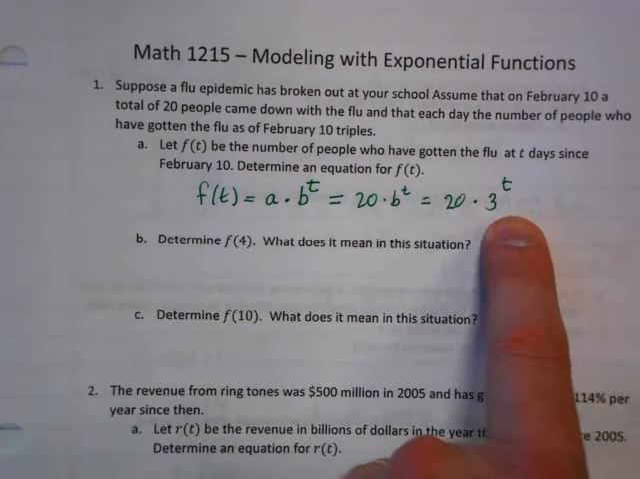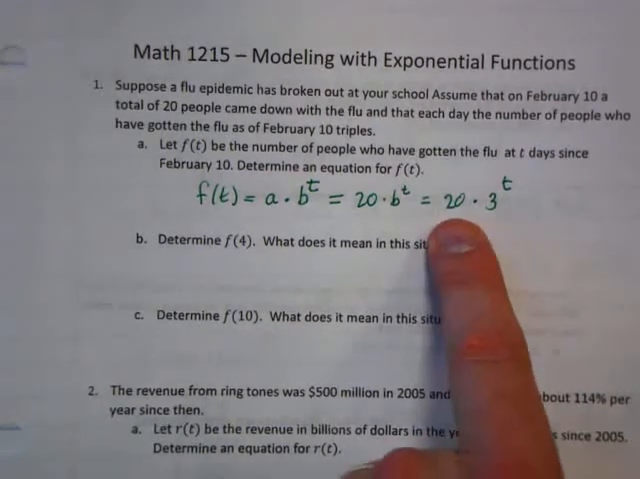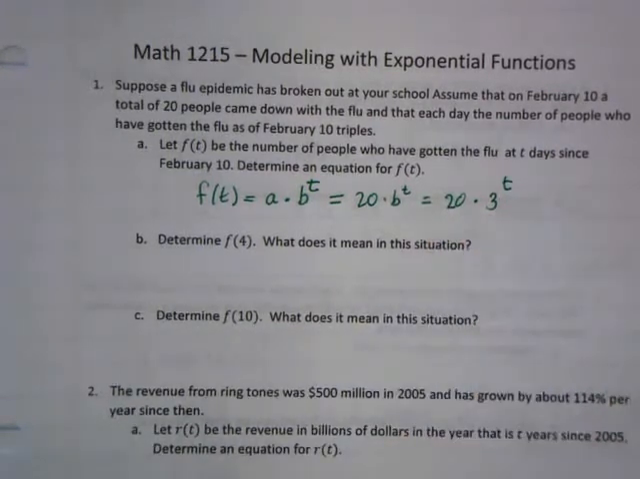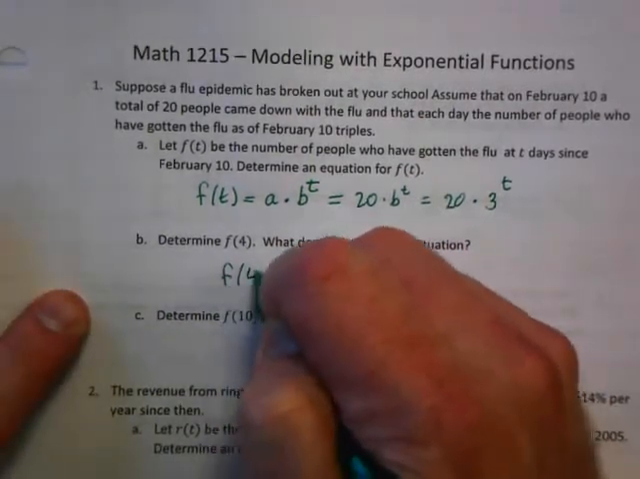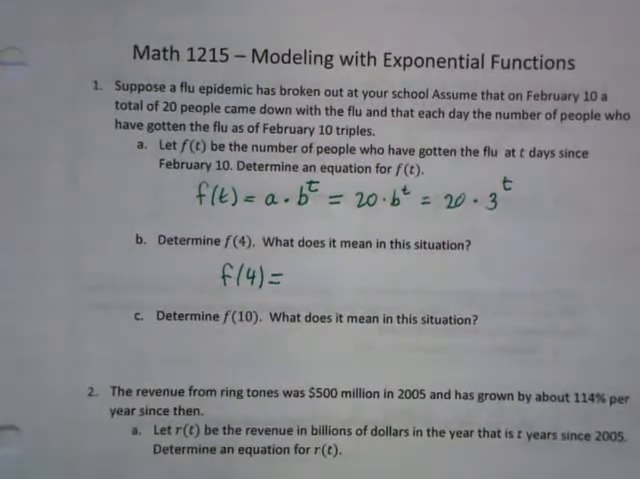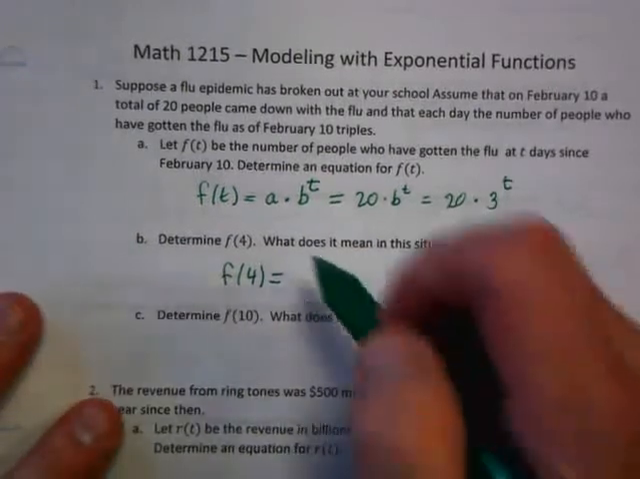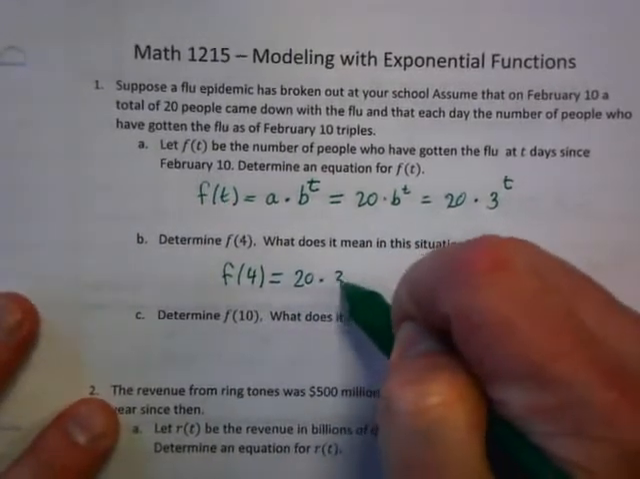It gets multiplied by 3 again, which means it would triple again. So I think our function is just 20 times 3 to the t. All right, then it asks, what's f at 4? What does that symbol mean to do? I plug in 4 for t, which means I triple 4 times. I'm going to have 20 times 3 to the 4th.